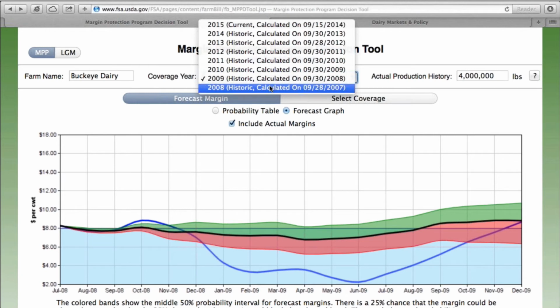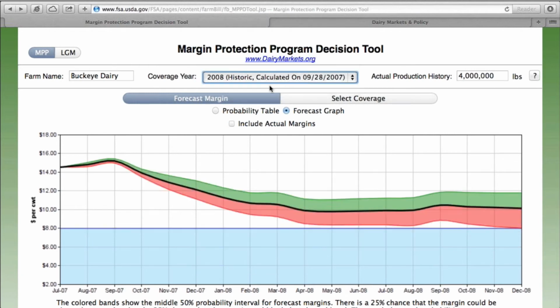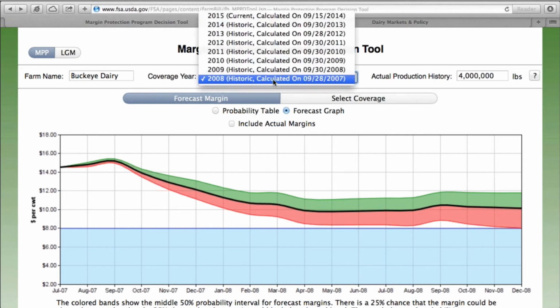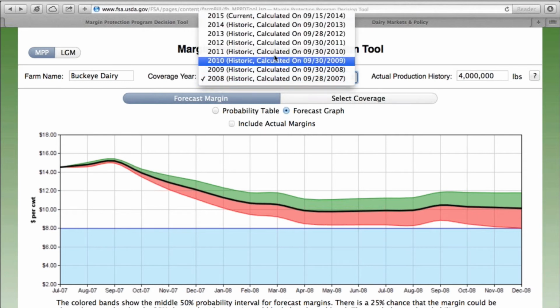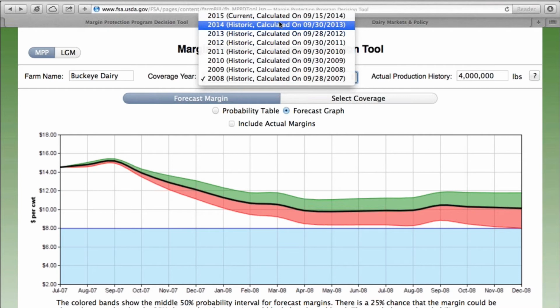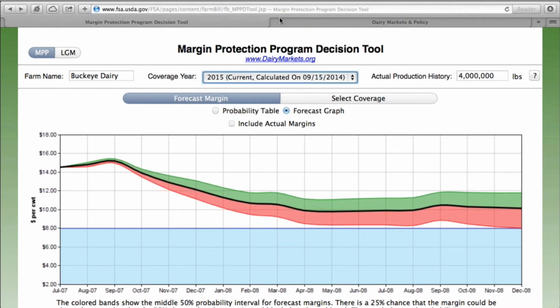Let's look at what 2008 looked like. That looks a lot like today. And everybody remembers what happened in 2009. So it's important to think about what the risk could be with this program and how it can help you during a catastrophic decline in farm equity. So that was 2008, and look at 2015.